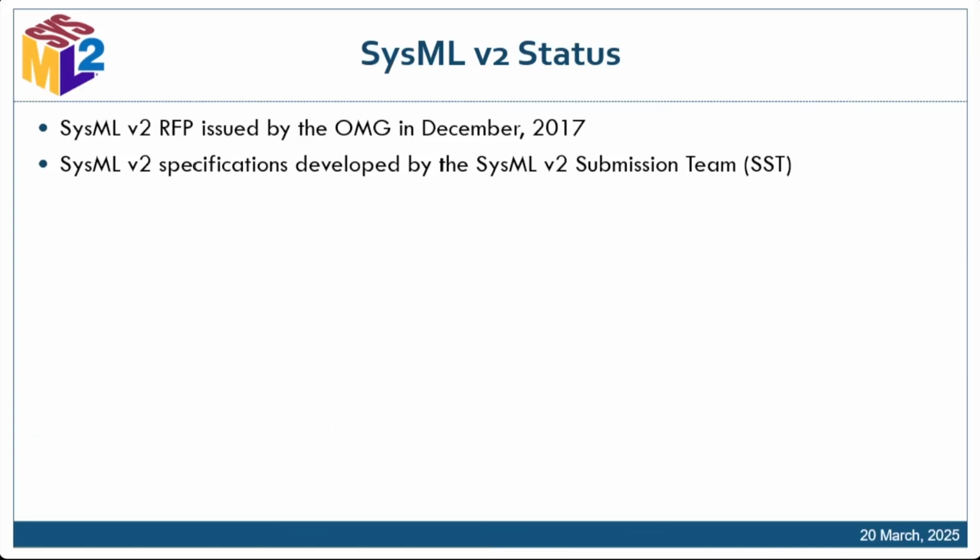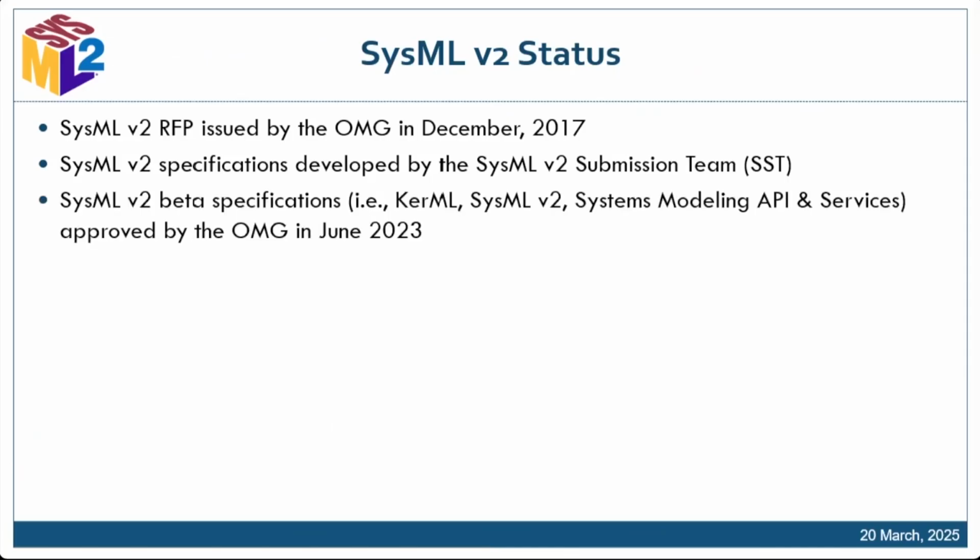That group had tons of participation and it grew over time. Towards the end, I think there had been as many as 85 different organizations that had participated at various levels, some very light, some very heavy involvement. At any rate, that resulted in the SysML v2 beta spec being submitted and approved by the OMG, and it was approved back in June of 2023. We're in almost April, so it's a year and three quarters ago. It was approved as a beta spec.